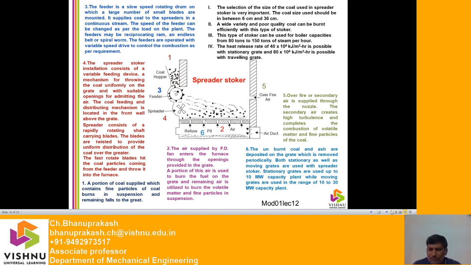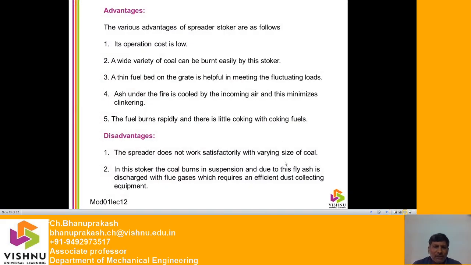Now we will discuss the advantages and disadvantages. There are various advantages of the spreader stoker as follows. One is its operation cost is low. A wide variety of coal can be burnt easily by this type of stoker. A thin fuel bed on the grate is helpful in meeting fluctuating loads. Next, the ash under the fire is cooled by the incoming air and this minimizes clinkering.